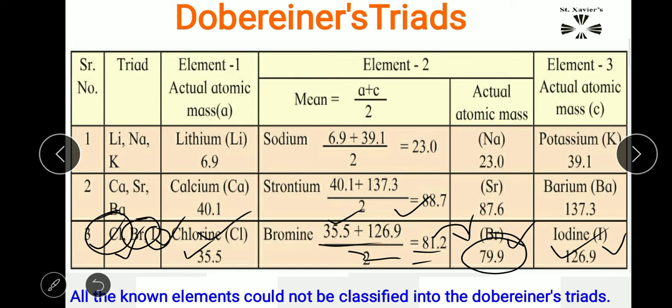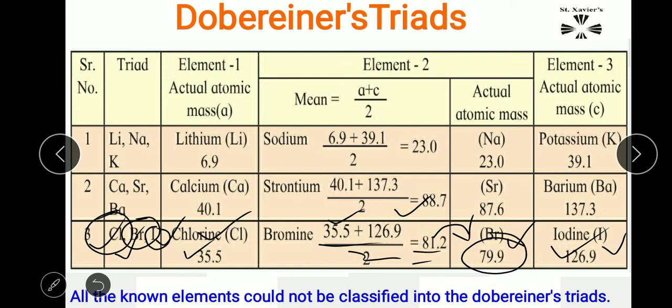So in this way he arranged the elements in increasing order of their atomic masses, and he made sets of 3 elements. He named those sets triads. But all the known elements could not be classified into Dobereiner triads. He could not arrange all the elements discovered till that time, so his theory was rejected by the scientists of that time.